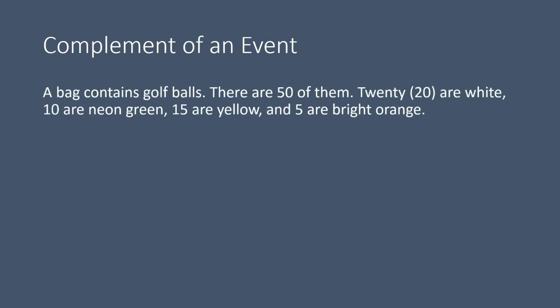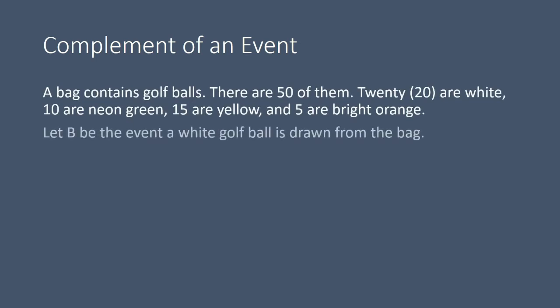So this is our earlier experiment. Let B be the event a white golf ball is drawn from the bag. And we know how to compute for P of B. It is equal to the number of instances when a white ball occurs in the sample space. So we have 20 white balls divided by the size of the sample space. It's 20 over 50, or 2 over 5.